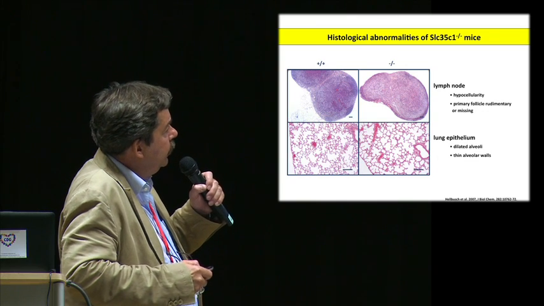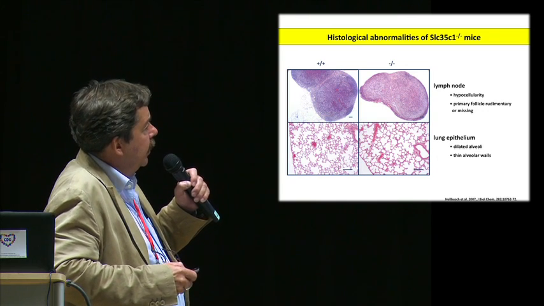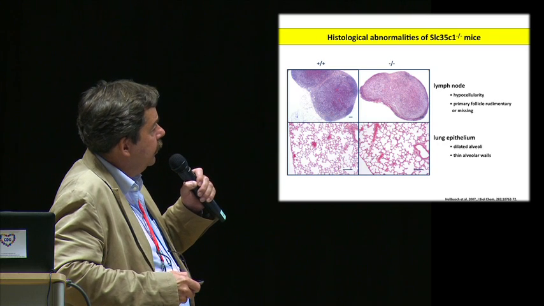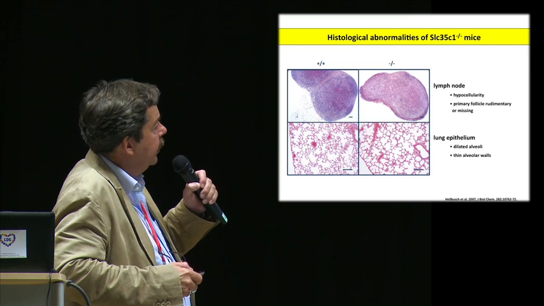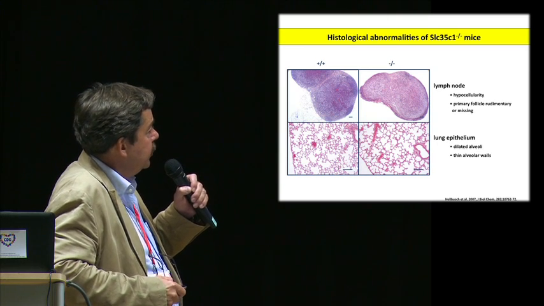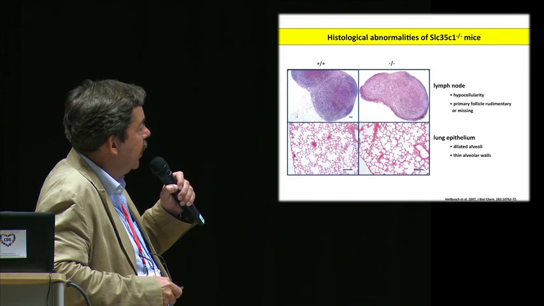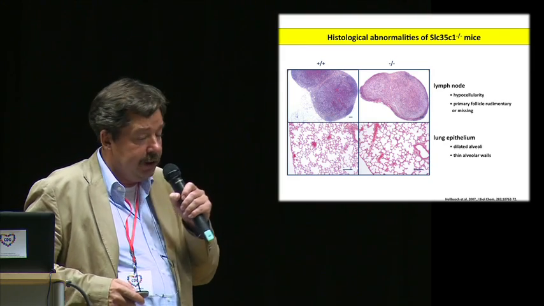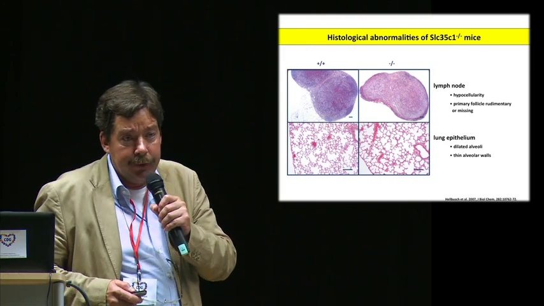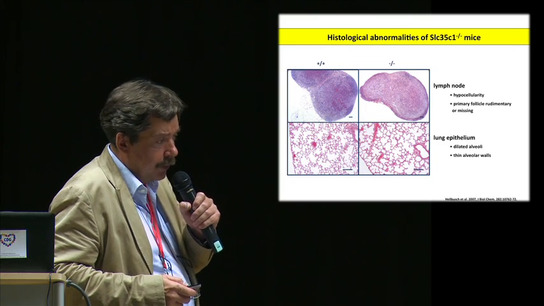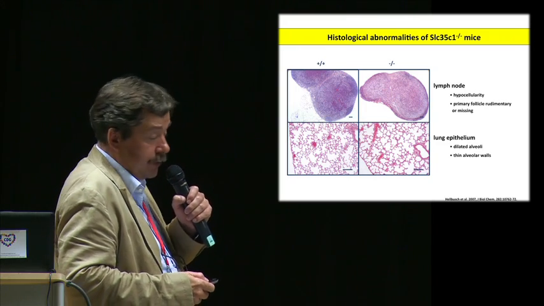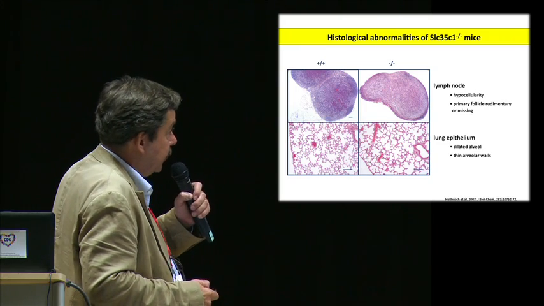And we found defects in the lymph node with hypocellularity and primary follicles rudimentary or missing. We have severe changes in the lung, which we are investigating at the moment for proteins that are affected, fucosylated proteins that are affected in this area.